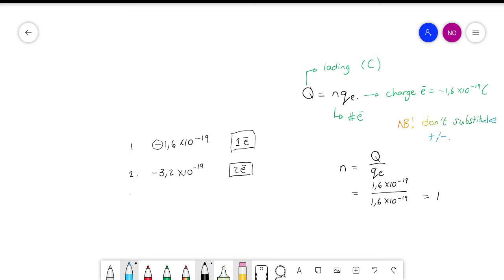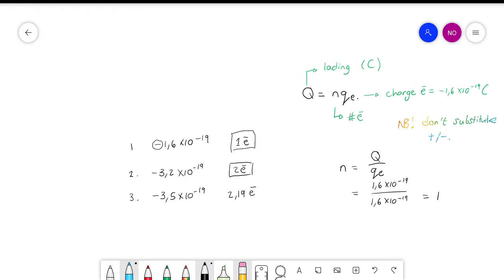Okay, then number 3, we have negative 3,5 times 10 to the power of negative 19. And you get 2,19 electrons. So with all of those, don't use the minus. No, no way. Never when you're using that formula.